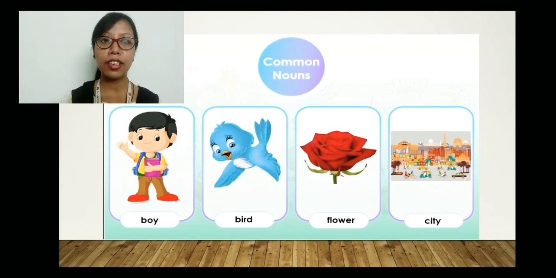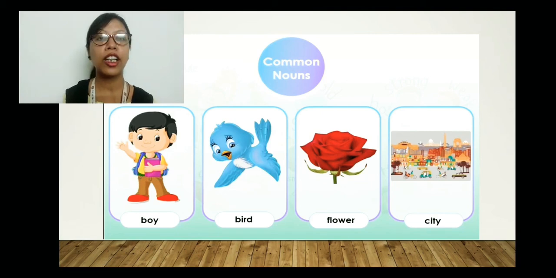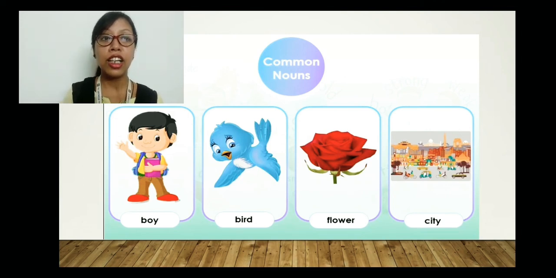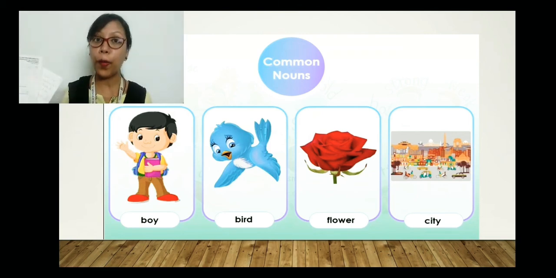As you can see on the screen, boy, bird, flower, city. That means those which are common. If I say boy, that means I am talking about all boys. That means all of you. Suppose you are the students. When I am talking about the students, that means you all are students, right? Therefore, I am not pointing out anyone, but I am talking about them as a whole.